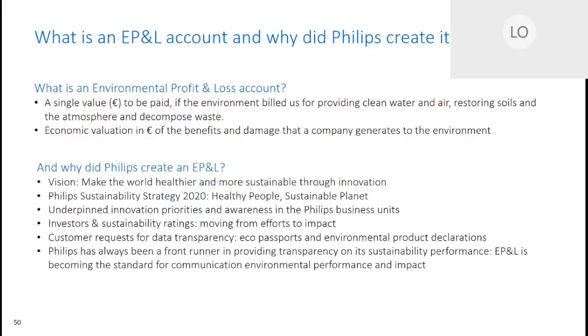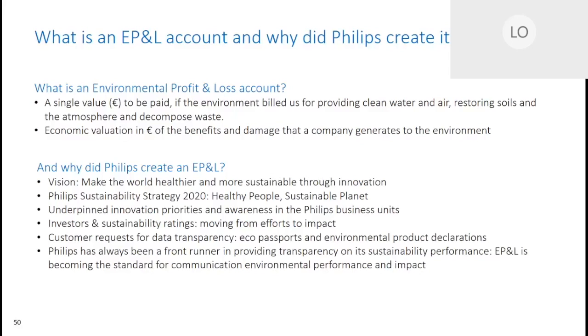So why did we actually create it? We have a strategy called Healthy People, Sustainable Planet. That's the 2020 strategy. And actually, we want to underpin the innovation priorities and awareness also in the business units that we have within Philips. Secondly, we also noticed that investors are asking for this, and also sustainability ratings. We see them moving from effort into impact.